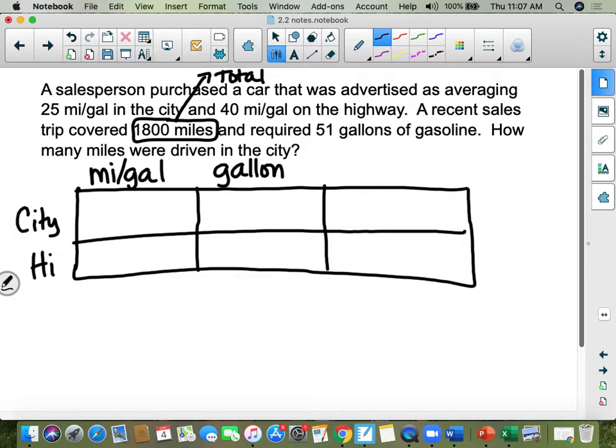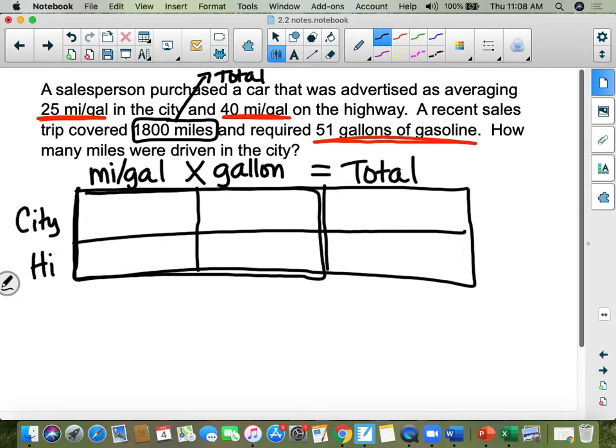What gets used in the 6-box chart? 25 miles per gallon, 40 miles per gallon, and they used 51 gallons of gasoline on this 1,800 mile trip. 100%, there's a multiplying, there's an equals, and there's a total. Okay, ready to fill this in? You always fill in these 4 boxes first.